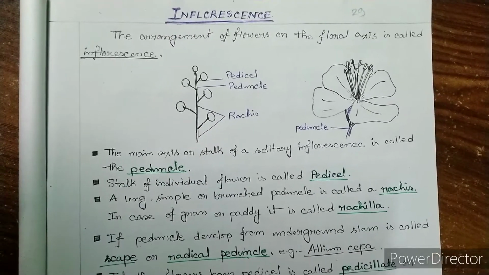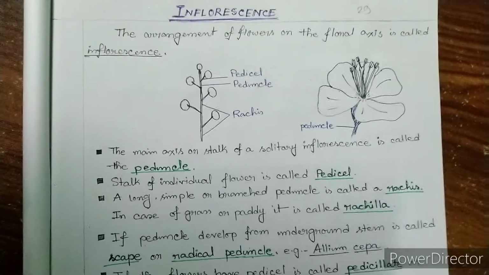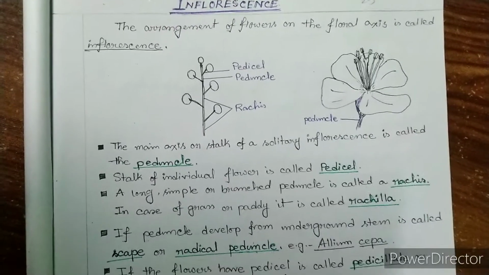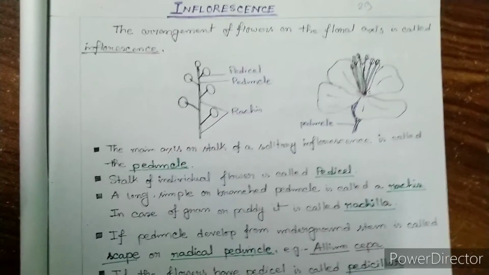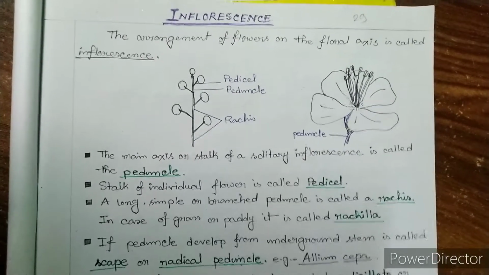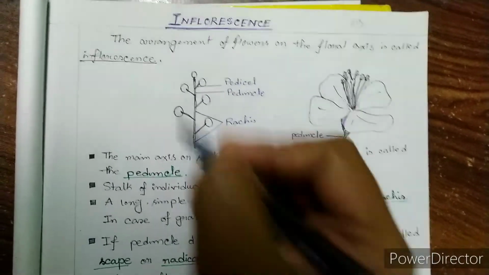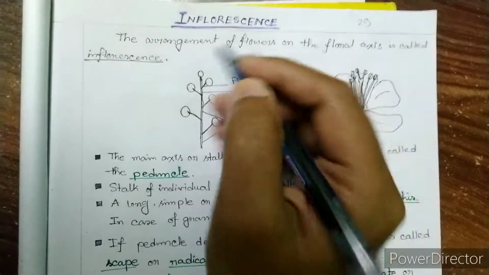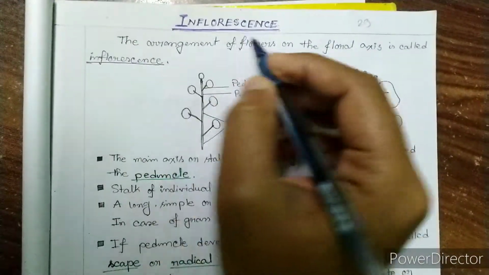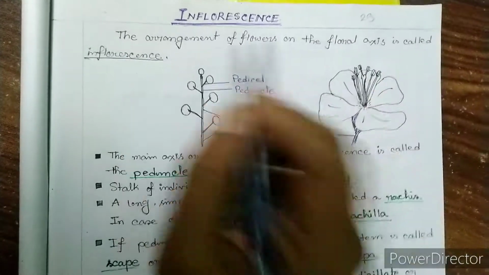And now today's video we discuss the inflorescence. Okay, so what is inflorescence? Basically, inflorescence means arrangement of flower on the floral axis or the floral stalk. Okay, so this is the basic definition. The arrangement of flower on the floral axis is called inflorescence.